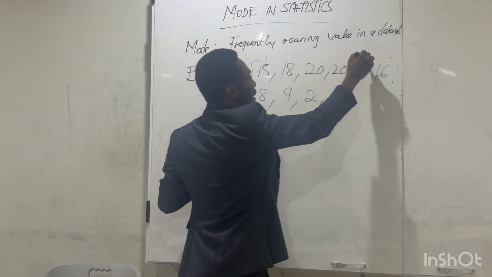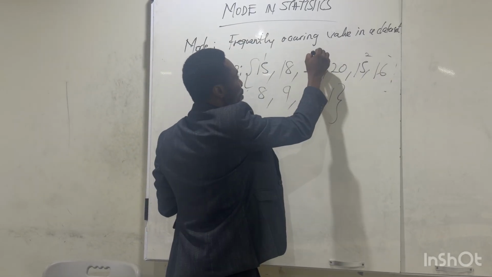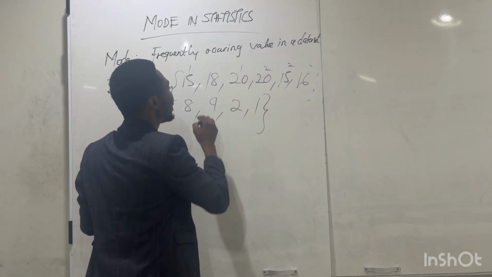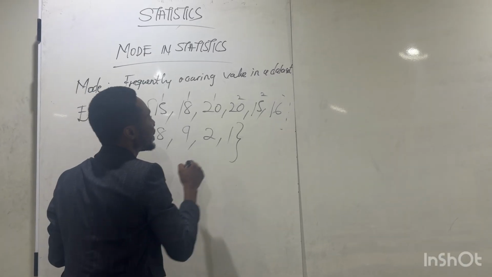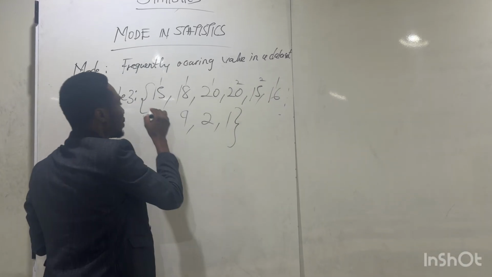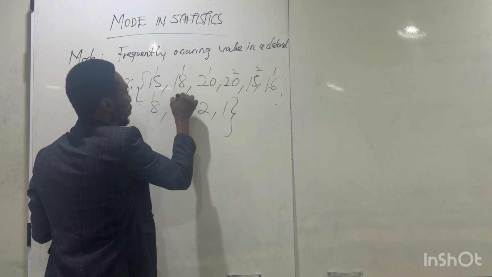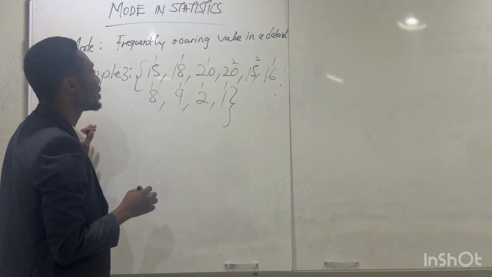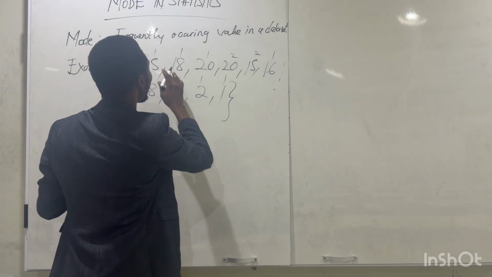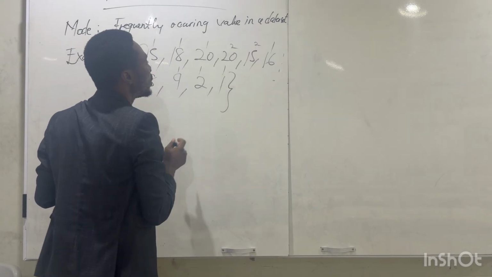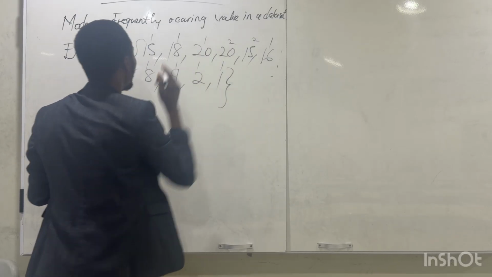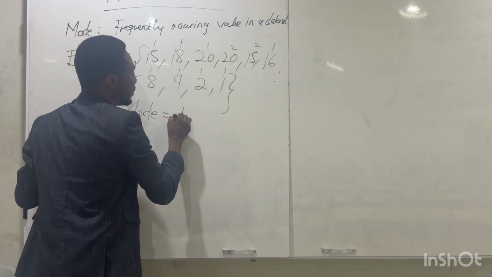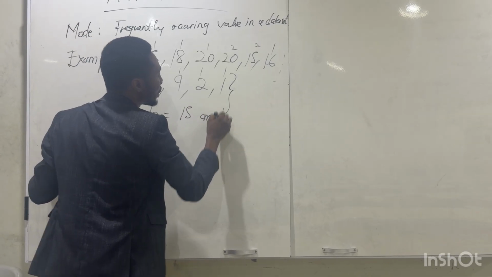15 is occurring 1 over here, 2 over here. Let's look at 20. 20 is occurring 1 over here, 2 over here. Let's look at 18. 18 occurs once. 16 occurs once. 8 occurs once. 9 occurs once. 2 occurs once. 1 also occurs once. Okay, so you could see that 15 is occurring 2 times, and 20 is occurring 2 times. So the mode for this data set is 15 and 20.